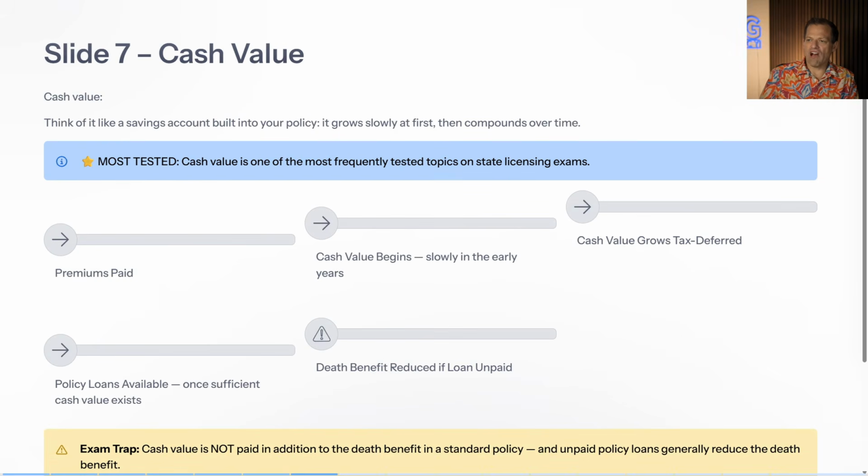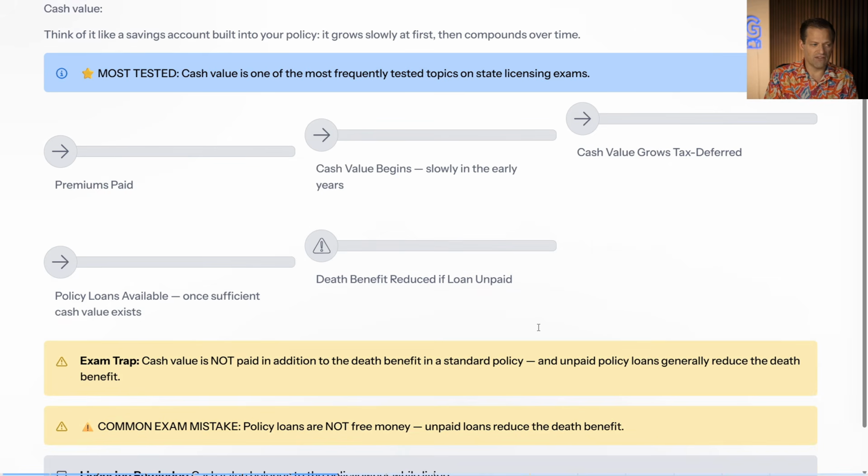So cash value, let's talk more about that. The best way to think about cash value is like a savings account built into your policy that grows slowly at first and then compounds over time, okay? And this is tested commonly. Cash value is one of the most frequently tested topics. And here's how it looks, kind of like in a series diagram. The premiums are paid. The cash value begins slowly. Then it builds cash value in a tax-deferred way.